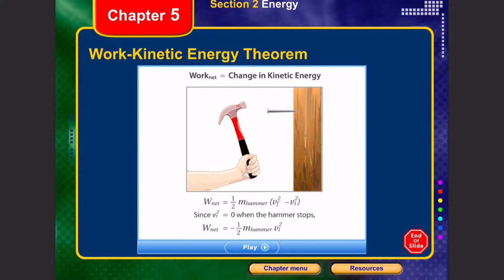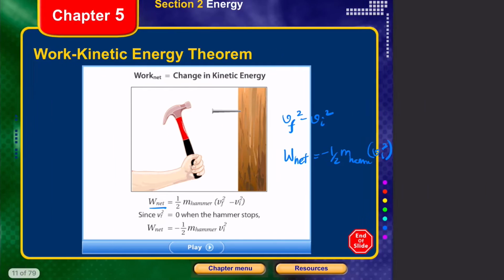So let's take an example of a nail being hit by a hammer into a wooden wall. So let's consider the net force here. The mass here is the mass of the hammer that is being pounded, and the velocity term is the final velocity square minus the initial velocity square. Now notice that the final velocity is going to be 0 because the hammer will eventually come to a stop, which means that the net work done here is negative half m of the hammer times vi square, which is the initial velocity square.